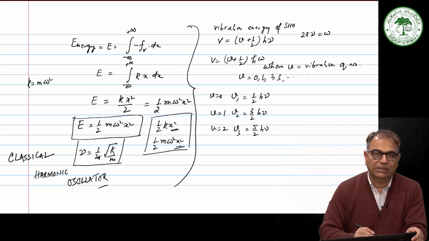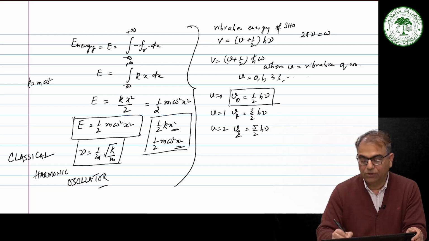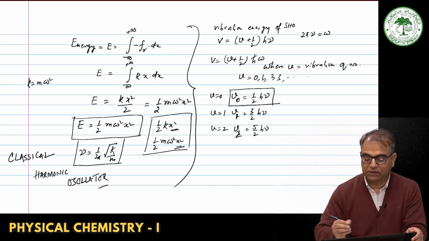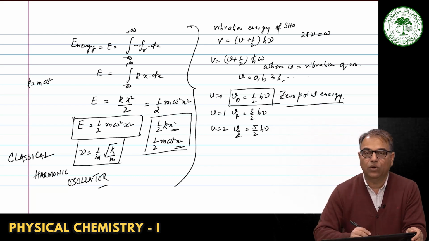So, in contrast to the classical harmonic oscillator, the quantum harmonic oscillator never has zero potential energy. The minimum energy possible, for V equal to 0, is half h nu, and this will always remain present even if you bring the system to 0 degree Kelvin. This is called the zero point energy, which is always present. So, see the difference between a classical harmonic oscillator and a quantum oscillator.